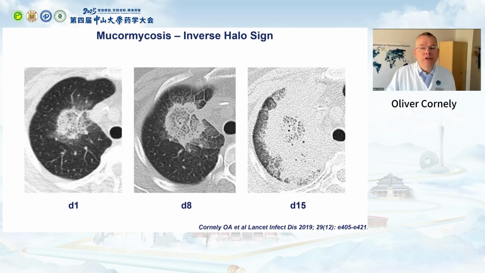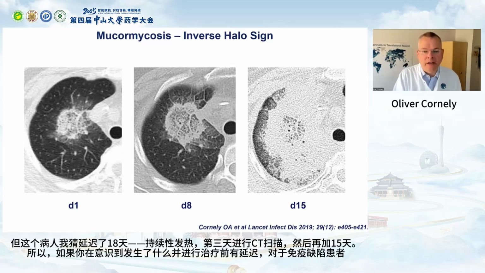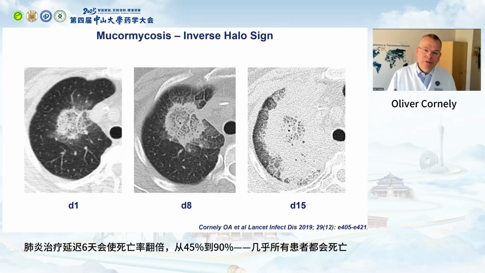And a delay in starting treatment of only 6 days from the first symptom, and this was a delay of 18 days, I guess, here. Persistent fever, CT scan, is 3 days plus 15. So if you have a delay before you understand what's happening and treat mucormycosis, a delay of 6 days in hematology doubles the death rate from 45 to 90%. So almost everybody dies.